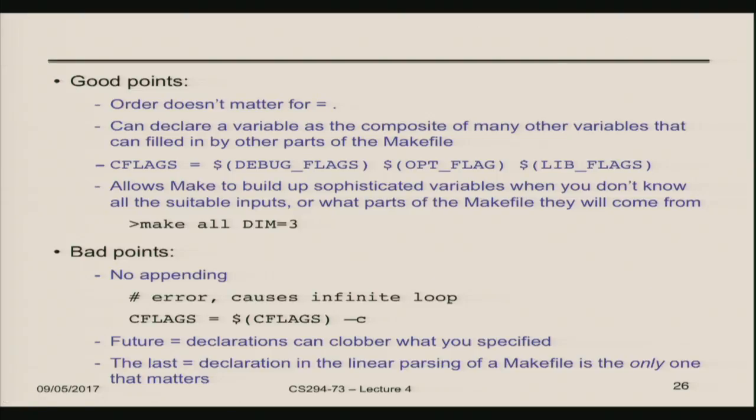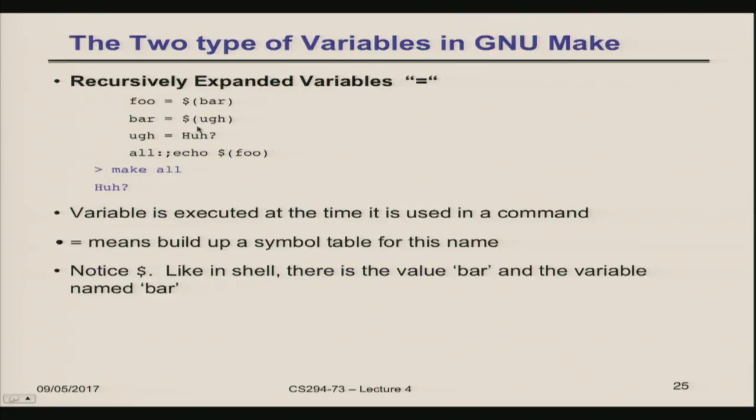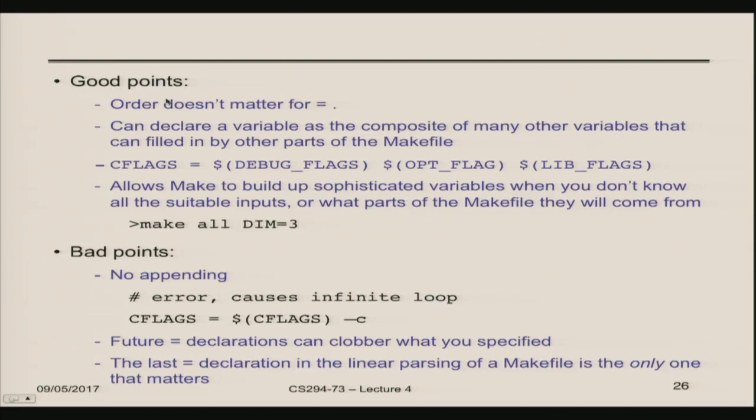Now, here's some things to keep in mind. Order doesn't matter for equals. Notice that ug didn't get defined until these guys were defined, and it didn't matter. Since you're only allowed to do single assignments with equal, this is completely unambiguous, independent of order. You can declare a variable as the composite of as many other variables as can be filled in by other parts of the make file.